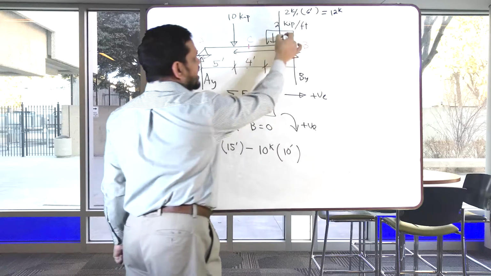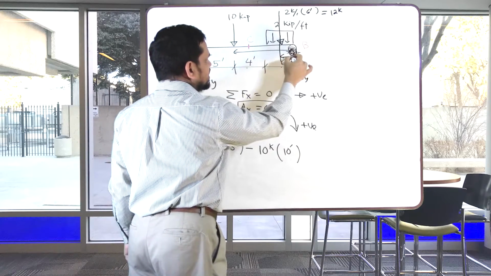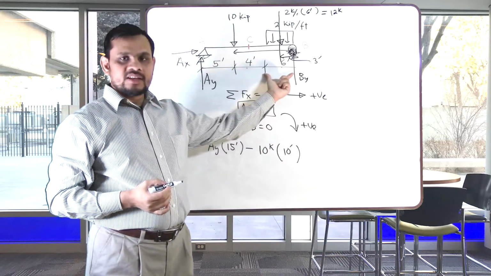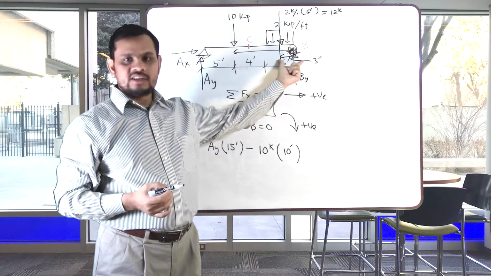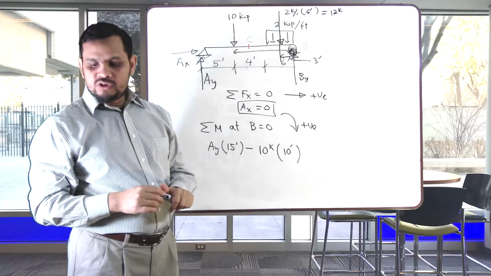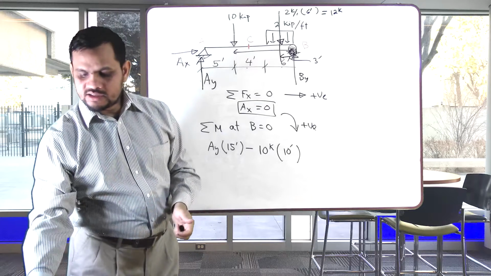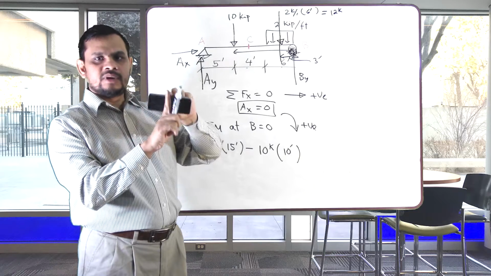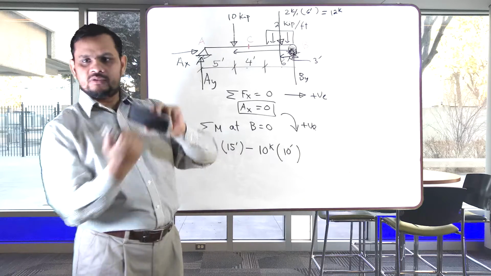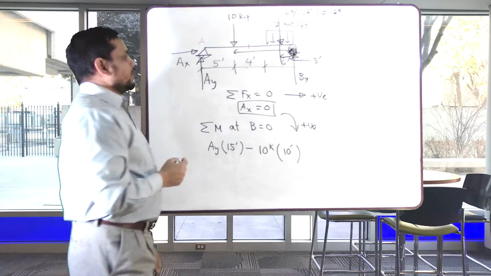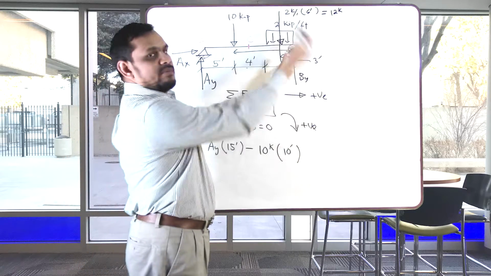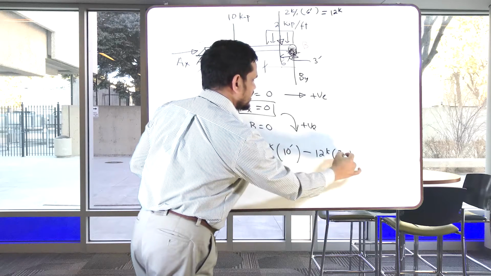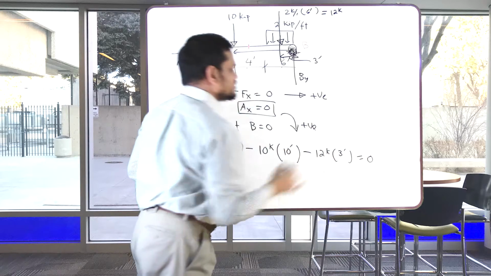Where is it acting? At the middle. Middle means 3 feet, because the length is 6 feet and the middle is 3. Why is it 3? We know that for a rectangular area, its centroid is at the middle. And this will give me a counterclockwise moment. So 12 kg times 3 feet, and no other force, so equals 0.